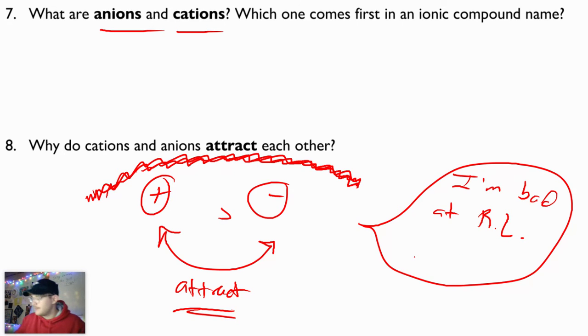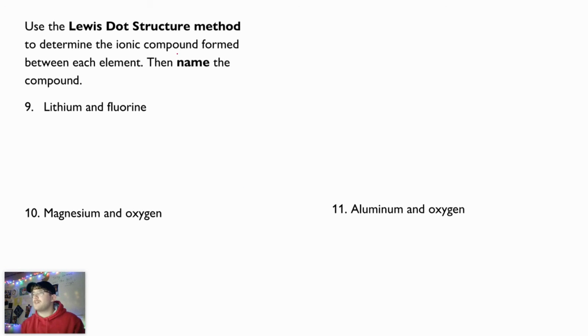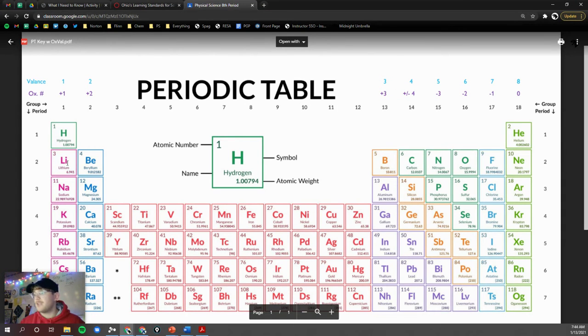Yep, perfect. All right, Lewis dot structure method. So here we're given ionic compounds and we want to use the Lewis dot structure method. What do we do there? Well, Lewis dot structures, that's where you draw the dots. So lithium and fluorine. If you want to see how many dots lithium has, you've got to go back to your periodic table. Make sure that you have this. This is golden. Lithium has 1 valence electron and fluorine's got 7.